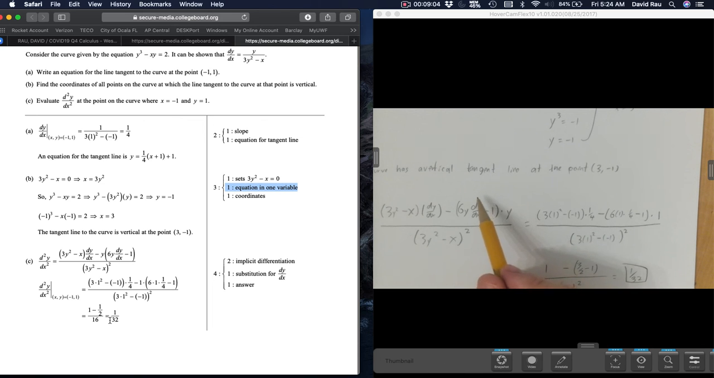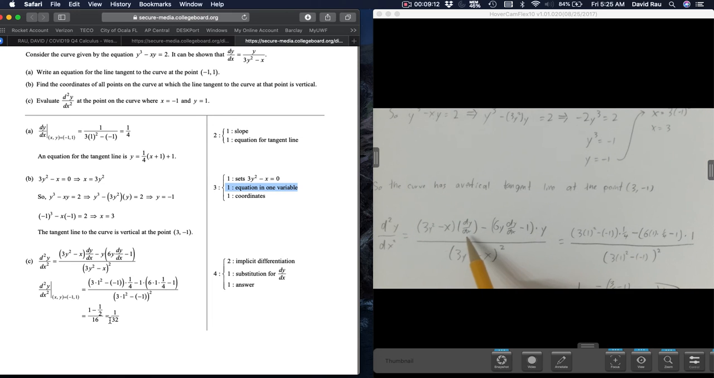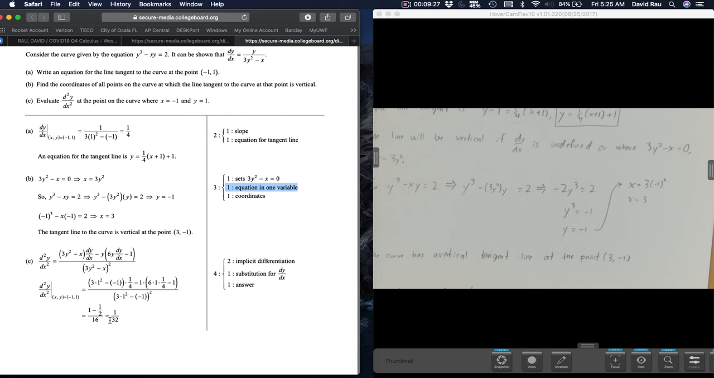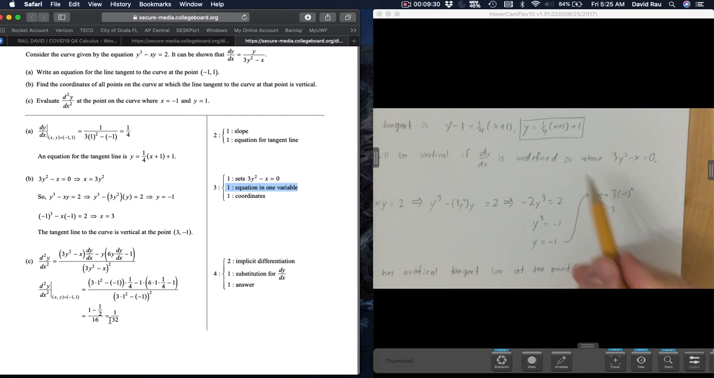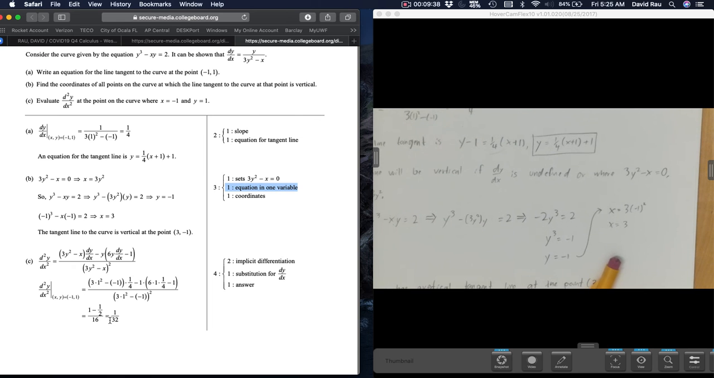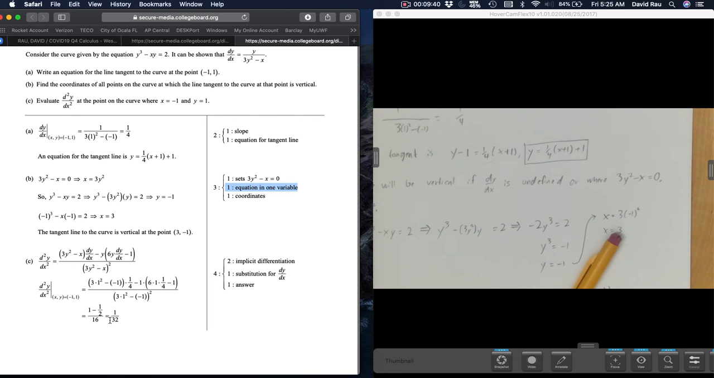Implicit differentiation, substitution for dy/dx, and answer. So you get your point right by doing the quotient rule right and making sure you include the dy/dx's. You actually get 2 points from that. So even if you get lost in plugging in all the values, just getting this right, which you should feel comfortable doing, gets you 2 out of 4 points, which is pretty good. Again, I think the fact that you get a point for just setting this equal to 0, knowing where a slope is undefined, that's a nice easy free point as well. And so is the first part. So, all right, we did it.